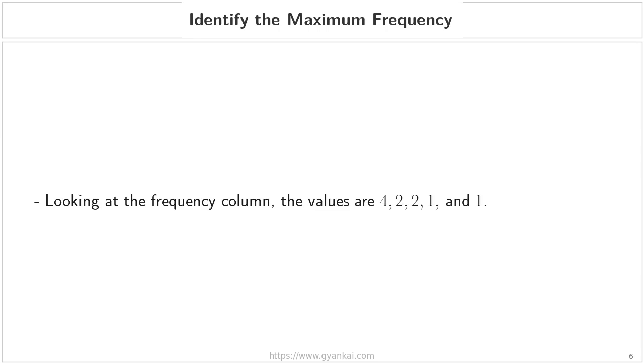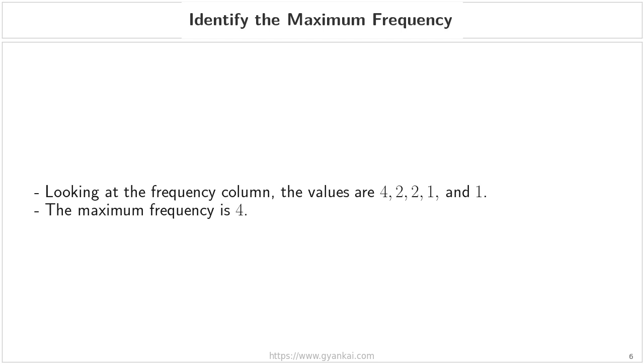Identify the maximum frequency. Now that we have organized our data into the frequency distribution table on the previous slide, let's move on to the next step. We need to look specifically at the frequency column, which tells us how many times each shoe size appeared. If we list those values out, we have 4, 2, 2, 1, and 1. By comparing these numbers, we can clearly see that the maximum frequency is 4.